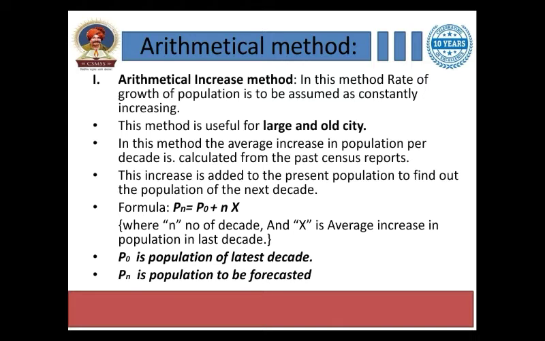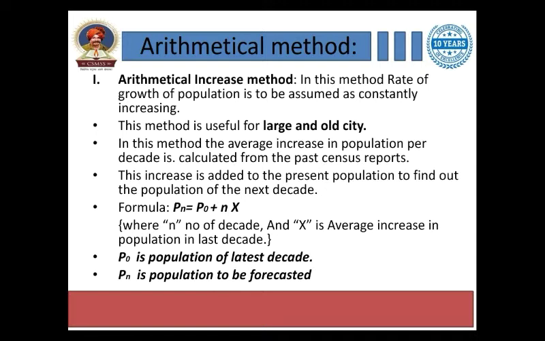First point, the arithmetical increase method. In this method, the rate of growth of population is assumed to be constantly increasing, right? This means that in this type of calculation we assume the rate of growth of the city or locality to be constant. This method is useful for large and old cities. Please note down, this method is majorly useful for large and old cities.